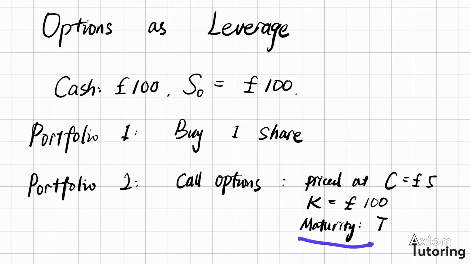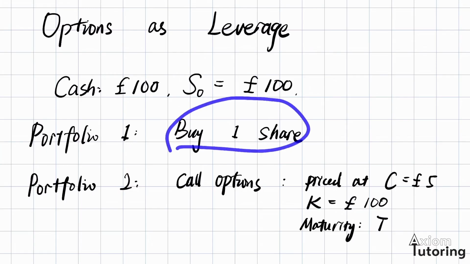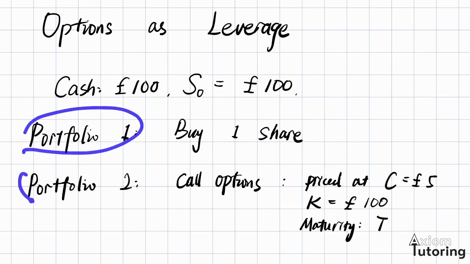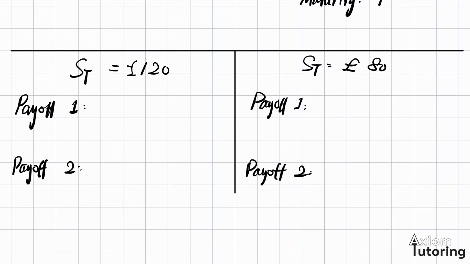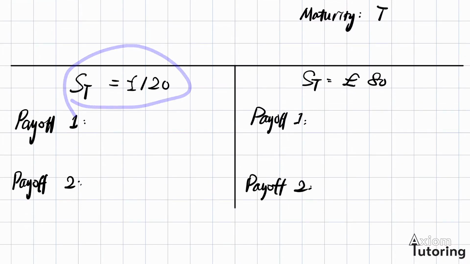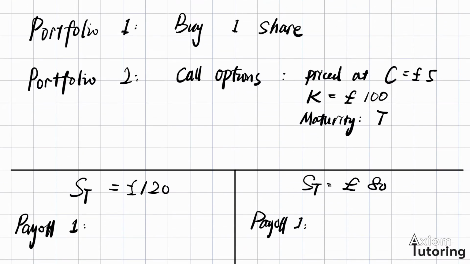And then there's some maturity. Okay, so it doesn't really matter how long it is, as long as we're synchronizing the time when we sell the stock with the maturity of the call options, that'll be fine. Okay, so what would be the net payoffs for these two different portfolios? Okay, so we'll simplify this. Suppose at time t, the ST or the stock price can either go up to £120 or go down to £80. Okay, so what will be the respective payoffs from these two different portfolios?